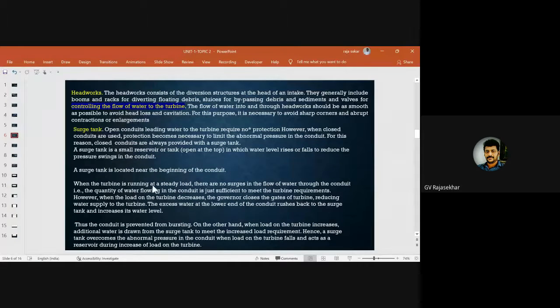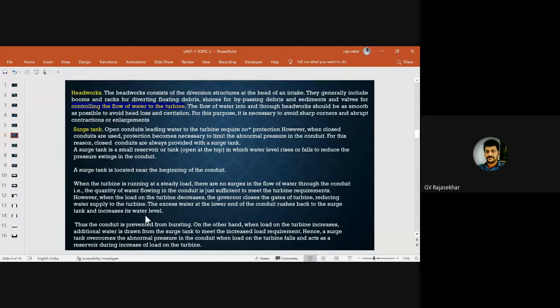When the turbine is running at steady load, there are no surges, and the flow of water in the conduit is just sufficient to meet the turbine requirements, when there is no change in the load. However, when the load on the turbine decreases, the governor closes the gates of the turbine, reducing the water supply. The excess water at the lower end of the conduit rushes back to the surge tank, increasing the water level.